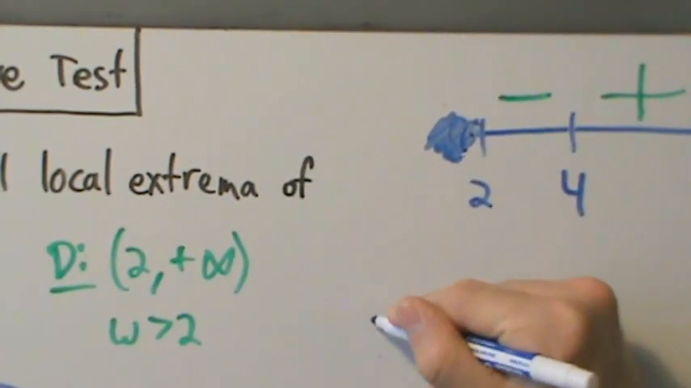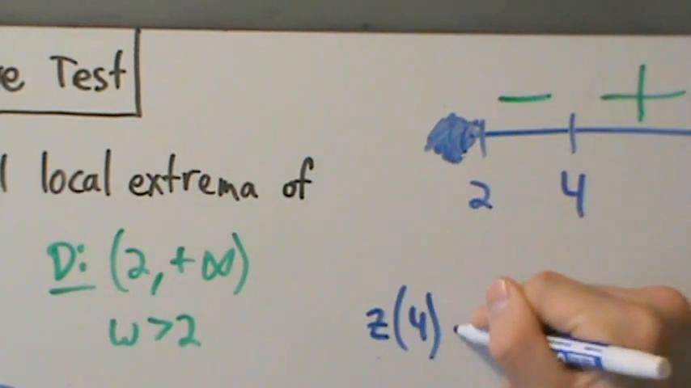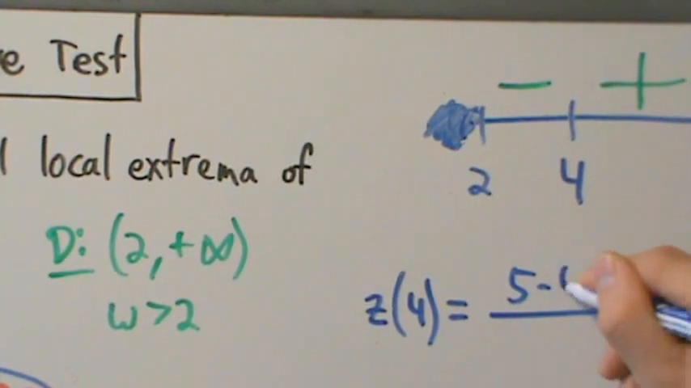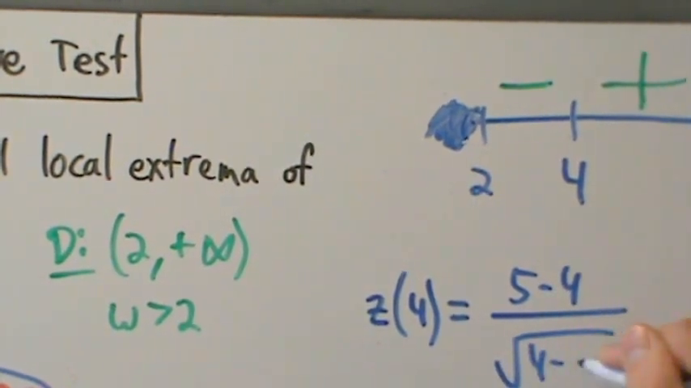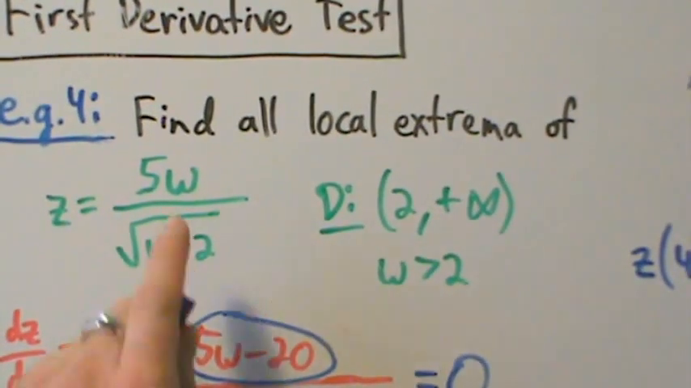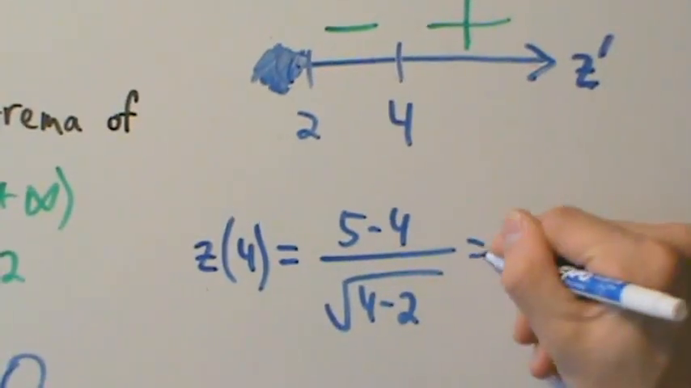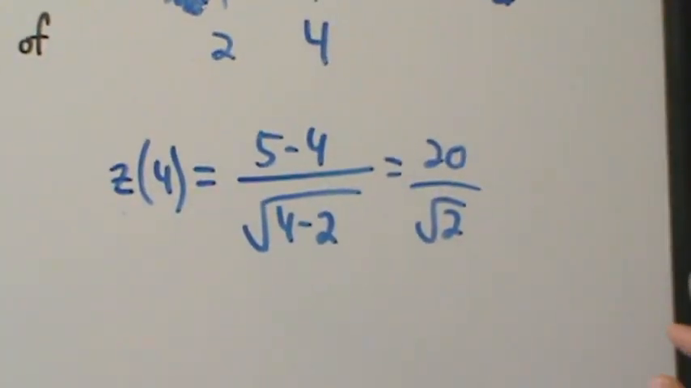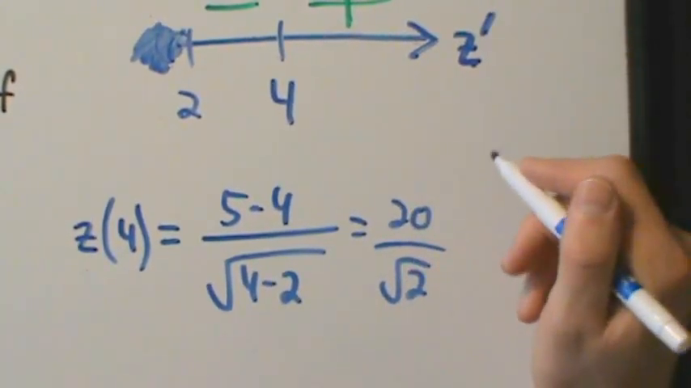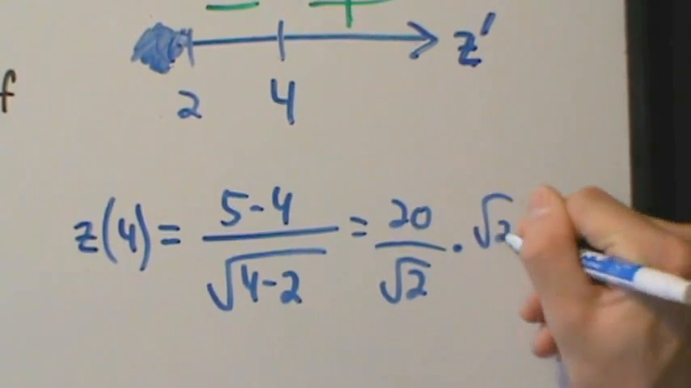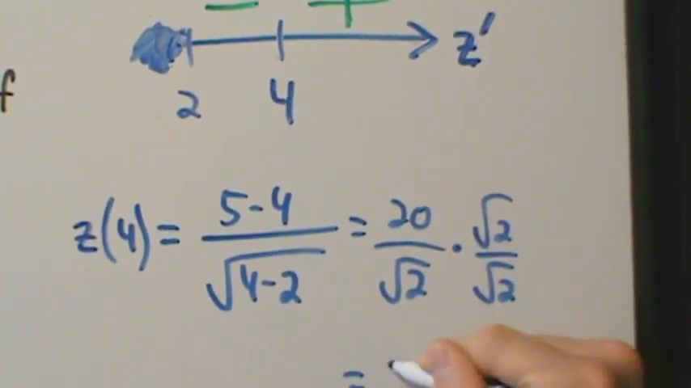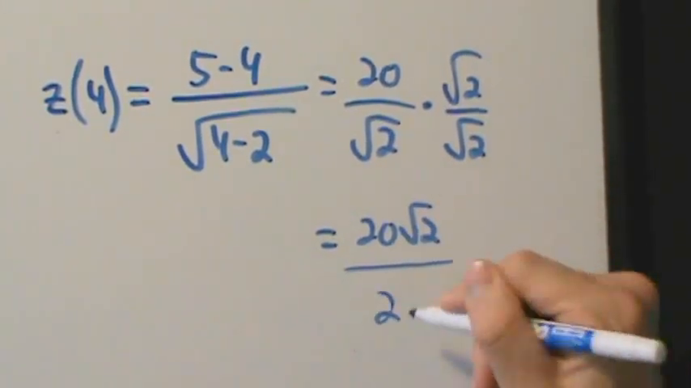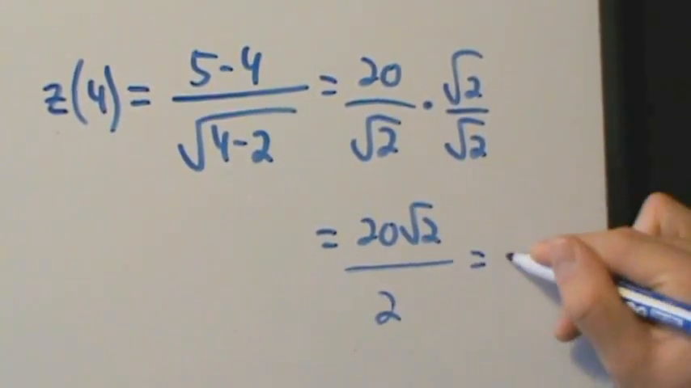So Z of 4 equals 5 times 4 over square root of 4 minus 2, because it's 5W over root W minus 2. So this is 20 over root 2. All right. So, you know, if we rationalize the denominator, we're going to have times root 2 over root 2, and then that's going to be 20 root 2. Root 2 times root 2 is 2, so this is 20 root 2 over 2, which simplifies to 10 root 2.